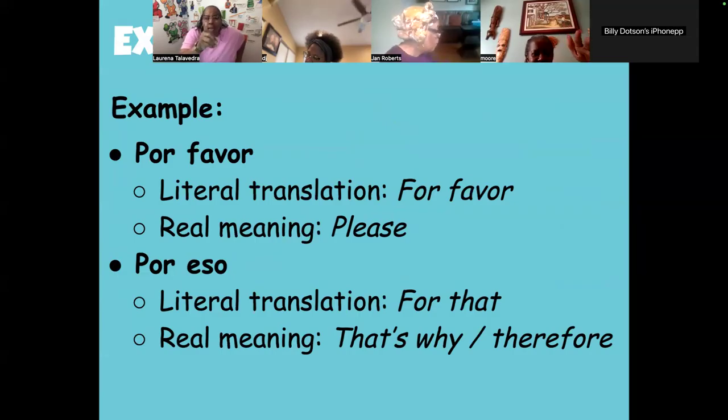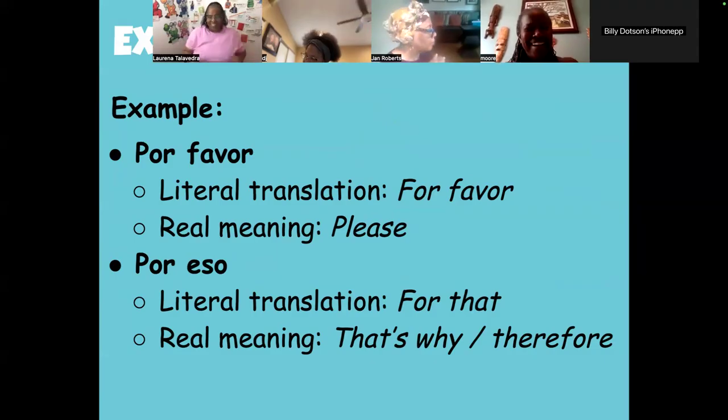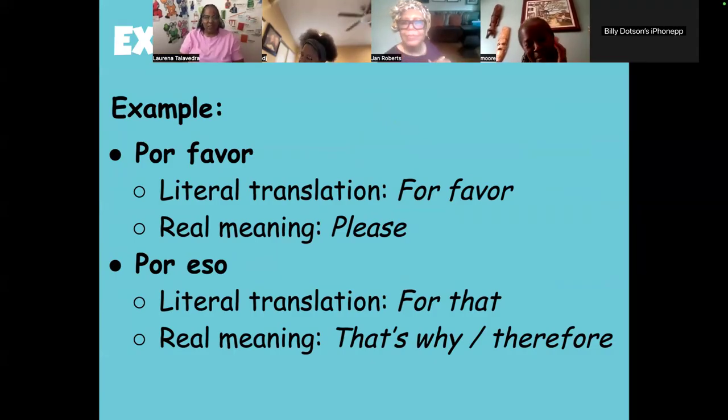Mira mi pantalla, por favor. Look at my screen, please. Okay, sí, significa please.